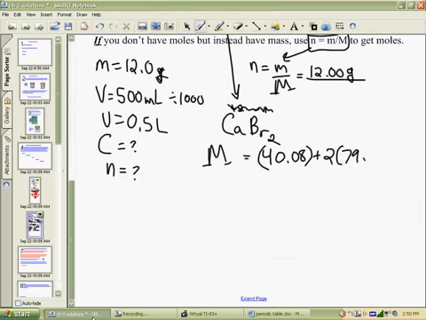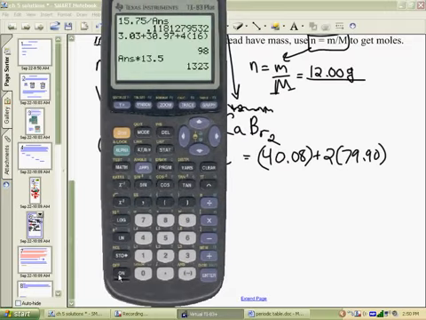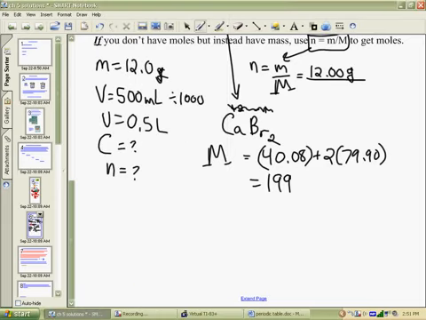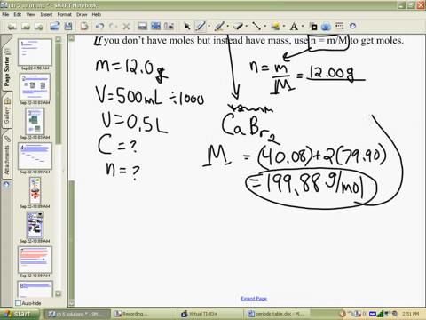We'll bring up a calculator for this one, although it can be fun to try and figure it out by hand. Turn it on, clear our last stuff. 40.08 plus 2 times 79.90 gives us 199.88. That's grams per mole. Once we have grams per mole in the molar mass, this number can go right into the formula that's waiting: 199.88 grams per mole.